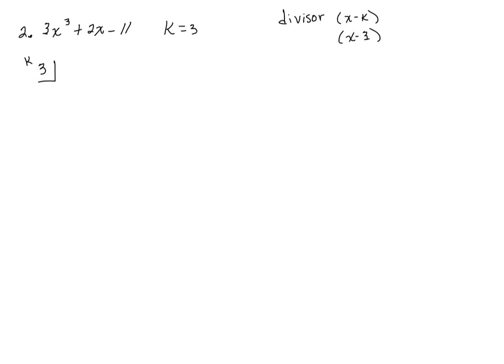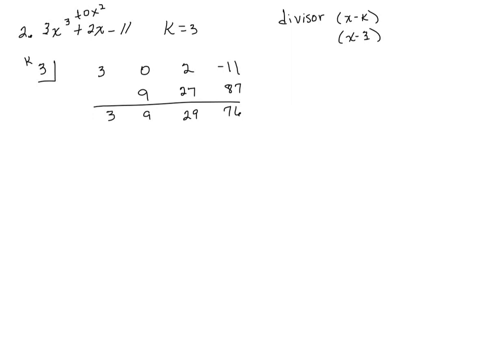And notice my polynomial starts with an x cubed. So that means it needs to have an x cubed, an x squared, an x, and a constant. And it does not have an x squared, so I'm going to have to add in 0x squared. So 3, 0, 2, negative 11. And we'll finish that on out.